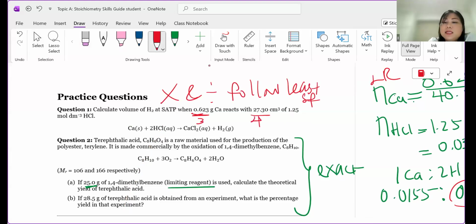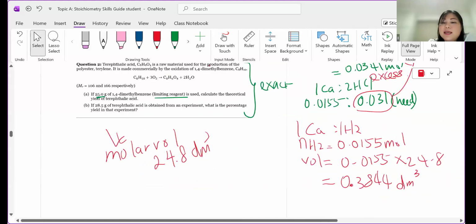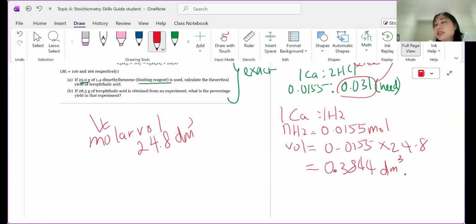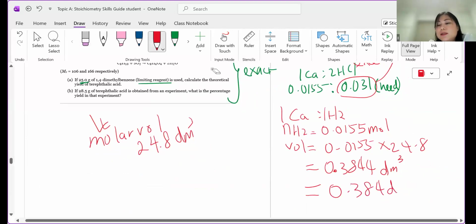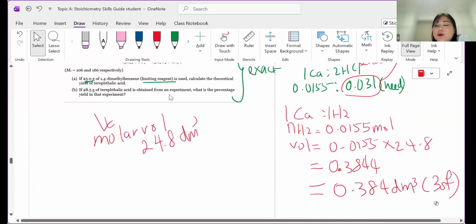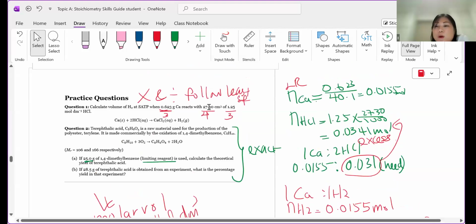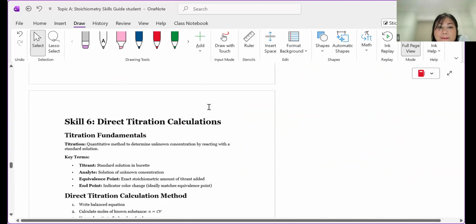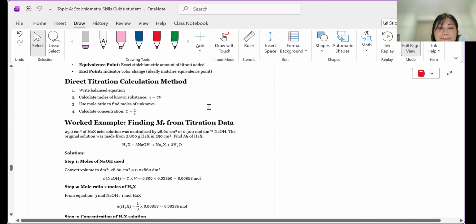So we will follow the least SF, 3SF. So I cannot leave my answer like this by right. I have to change to 3SF, 0.384 dm³. This final answer should be 3SF because the least SF in the data is 3. Not because it always must be 3SF, but you have to look at the data that you have used in the calculation. What is the least SF of the data? Then you will follow.